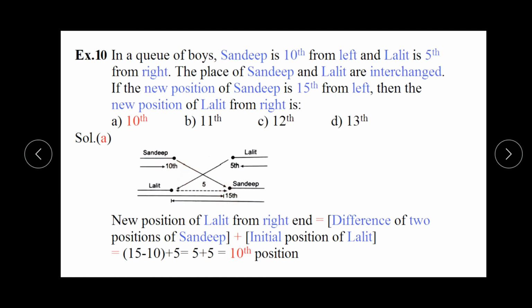The new formula is: if we are finding the second person's position, the difference of the two positions of the first person, that is 5, plus the initial position of the second person is equal to the new position of the second person. 15 minus 10 plus 5 is equal to 5 plus 5 is equal to 10th position. The 10th position is of Lalit from the right side after interchange.